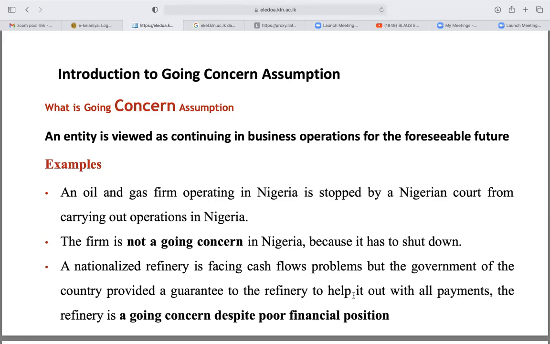There is a refinery company. Because of the financial problems of that company, it is now going to go bankrupt. But the government says we will help you to pay your payments. So despite having poor financial performance, they still have the going concern, right? They can go on for the foreseeable future because the government is helping them.